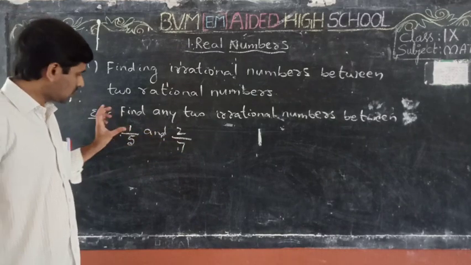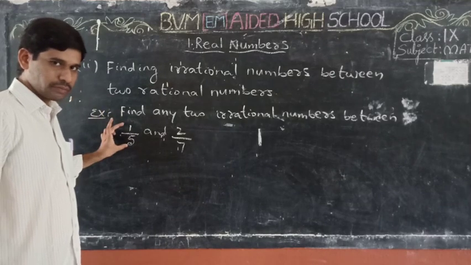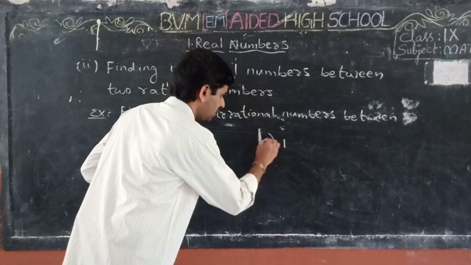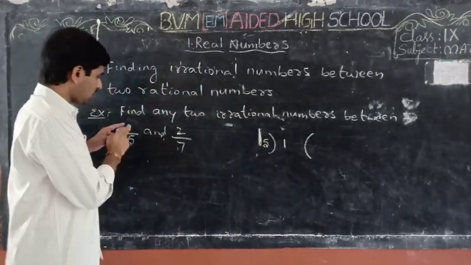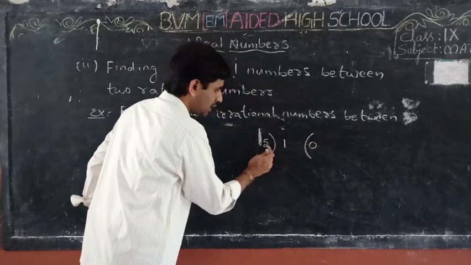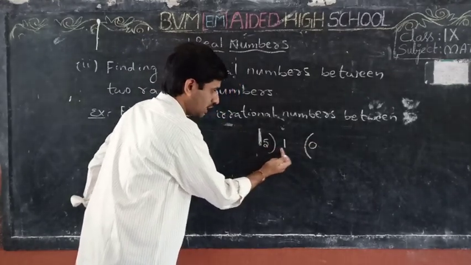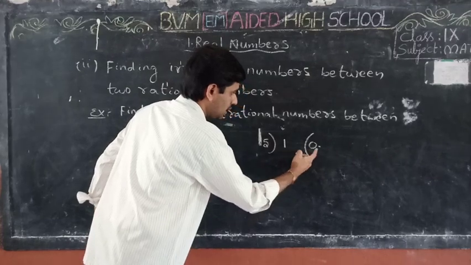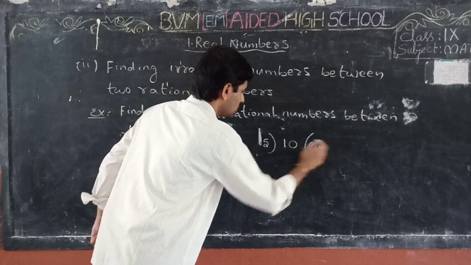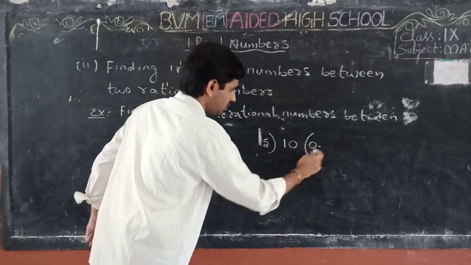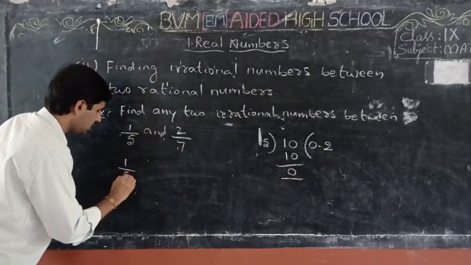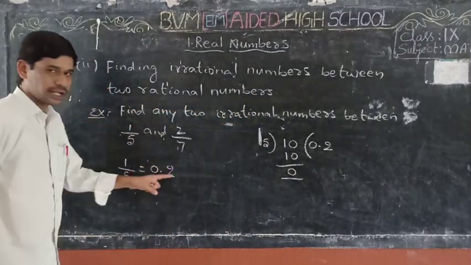First step is to convert this rational number into decimal form, that is dividing 1 with 5. 1 by 5 means divide 1 by 5. So 0 point, because 5 does not divide 1 exactly one time. So 0.10. 5 ones are 5, 5 twos are 10. So 1 by 5 means 0.2. This is a terminating decimal.